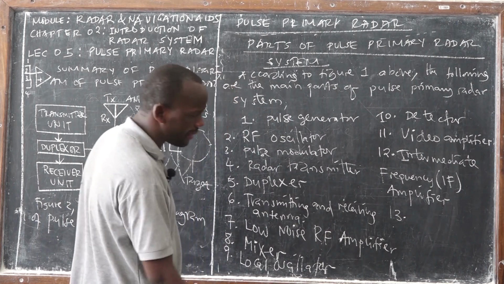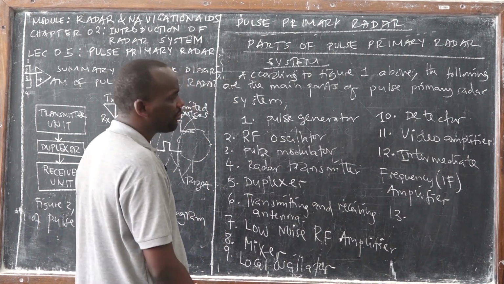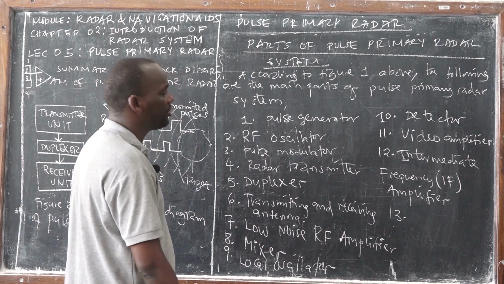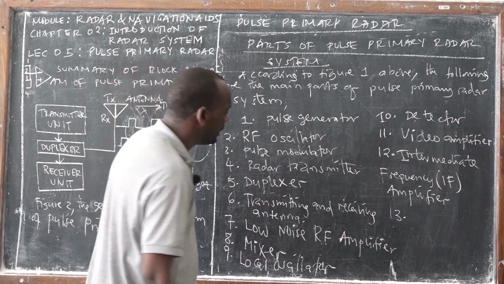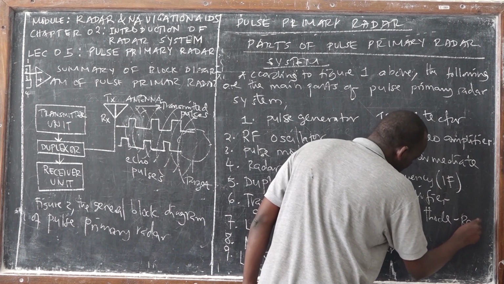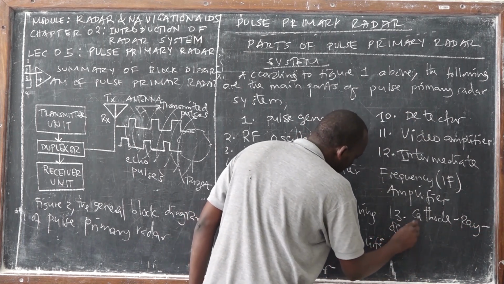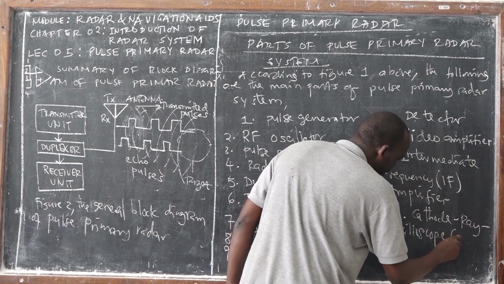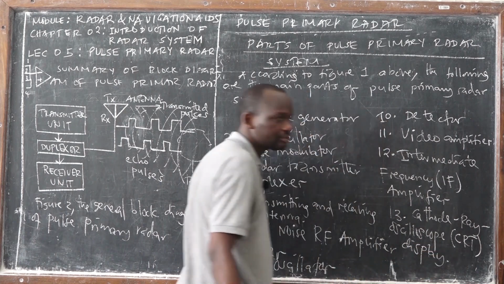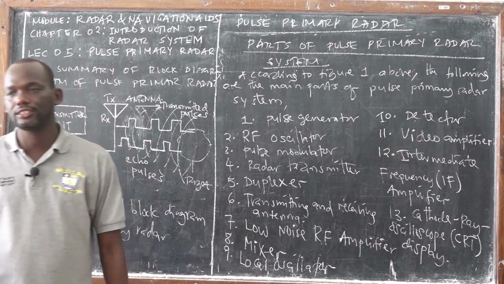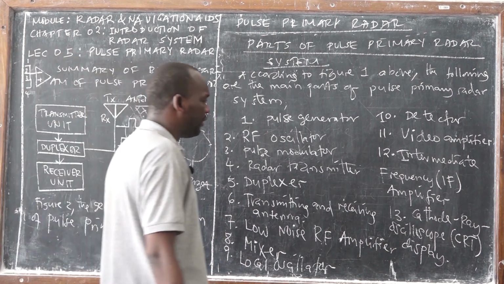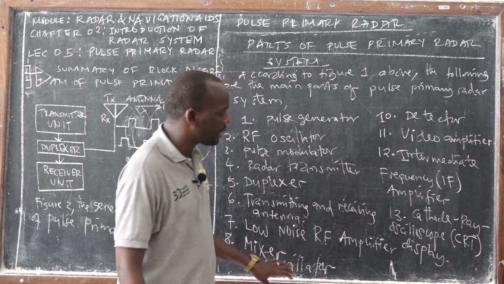Then there's the next part. Remember that you had a video amplifier, because you have to ask yourself, what will be processed? What is this amplifier going to amplify? An audio signal, a video signal, a text signal, or what is it? Then number 13, we call it cathode ray tube, CRT, oscilloscope display. So these are the 13 parts of the pulse primary radar. A video amplifier, because that's why we have a display.